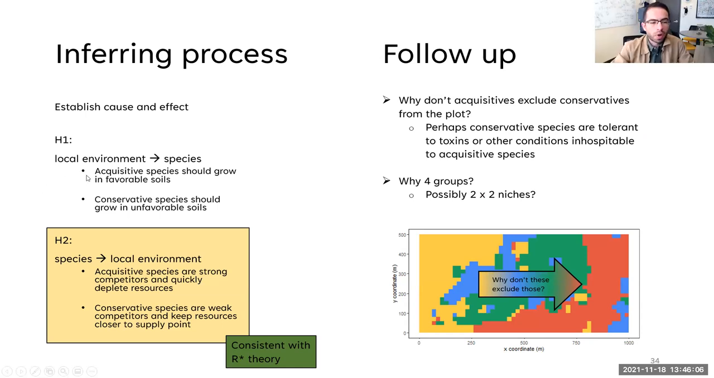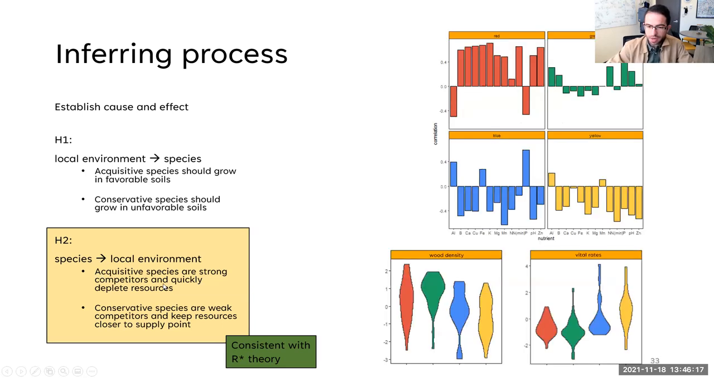So according to H1, you expect fast-growing species to be found in high-resource areas. According to H2, you expect fast-growing species to be found in low-resource areas, right? And I found fast-growing species in low-resource areas, and slow-growing species in high-resource areas. So that will be consistent with H2.